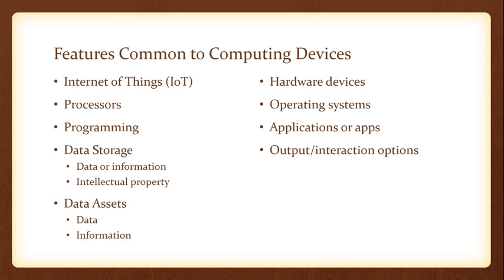As we mentioned already, we also have some hardware devices, things that actually physically go into the computer, such as the memory, such as the RAM, such as the chip or the CPU. We're going to talk about a lot of these different things later on in another chapter. Your operating systems are part of the computer to help you interact with it better. You have your applications or apps, as we mentioned before, and your output interaction options, the ways that we can get information out of our computer.